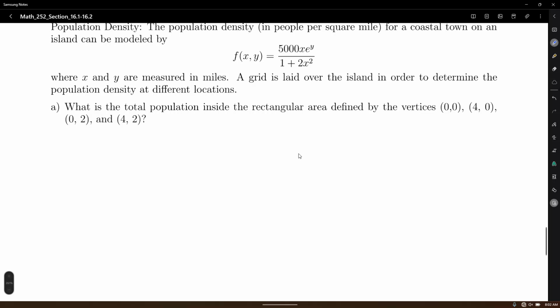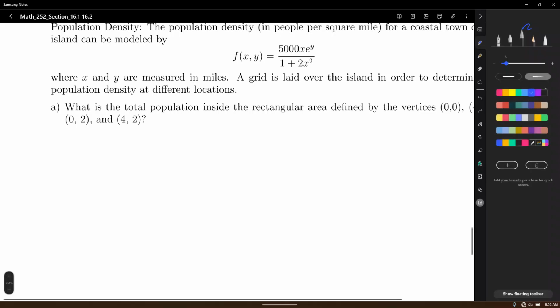So, letter A, they're asking us what is the total population inside the rectangular area defined by the vertices (0, 0), (4, 0), (0, 2), (4, 2). All right? So, number one, let's draw the island. A very generic island, like this. And let's impose a Cartesian plane somewhere. All right.